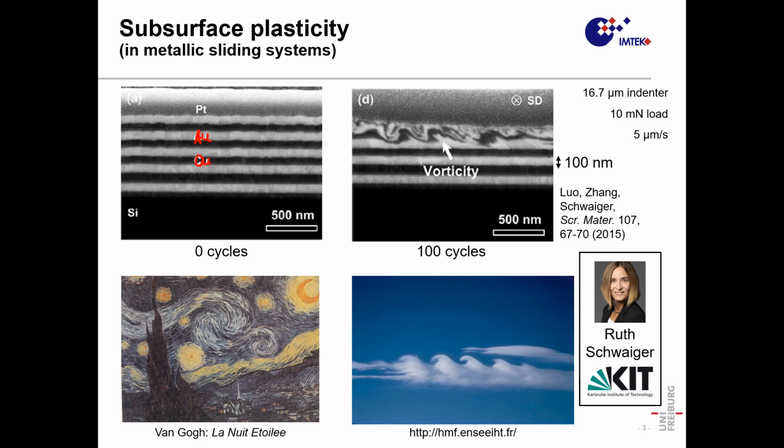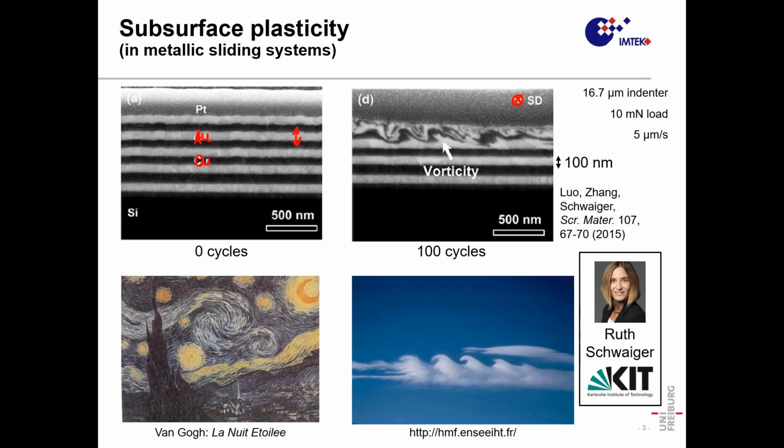These are experiments carried out by Ruth Schweiger, then at KIT. And what she did is she took these nanolaminates or metallic multi-layer systems, in this case with a layer thickness here of 100 nanometers. There's others that go down to 25 nanometers layer thickness. And then she used a nano indenter to slide on top of it. What you see on the right here is this is a sliding direction. So this is actually a cross section that's perpendicular to the sliding direction.